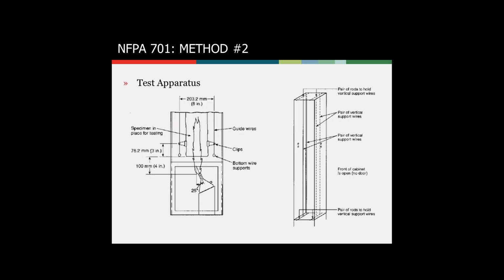Test method 2 setup consists of a test cabinet constructed per NFPA 701 with the top specimen rod and vertical guide wires to support each specimen. A gas burner that conforms to ASTM D5025 meeting calibration set in ASTM D5007 shall be used as the ignition source. The burner is placed at 25 degrees at the bottom of the test chamber.